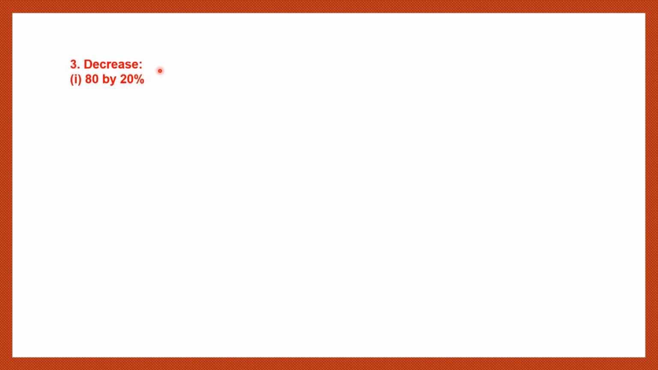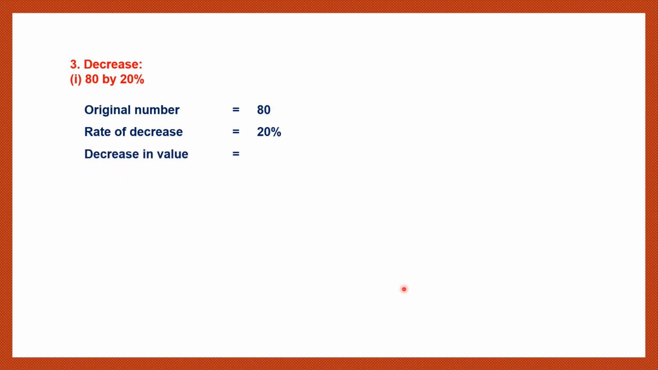Question 3. Decrease 80 by 20%. This is just like we did for increase a number. Now the only difference is here, instead of adding, we're going to subtract because this is decrease. So what do we have to find? We just have to find 20% of 80 and subtract that number from 80. Because it's a decrease, we're going to subtract that number from 80. So let's begin just like the previous one, original number, the rate of decrease this time, it has decreased. Okay, so to find the decrease in value, we just have to find 20% of 80.